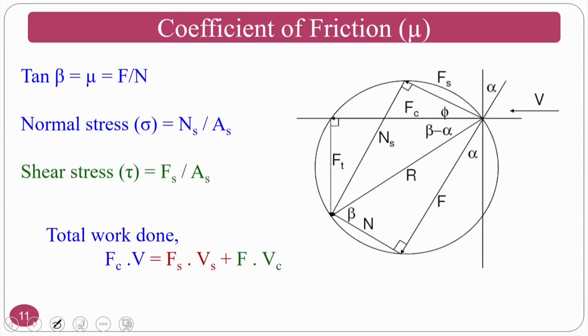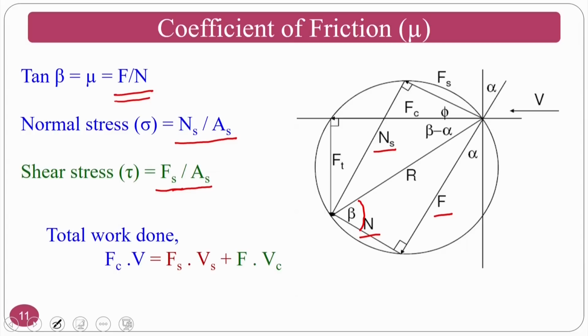The first thing we are going to calculate from this is the coefficient of friction. The coefficient of friction is nothing but tan beta. So this is my beta angle, tan beta equal to F by N, that is mu. This is the coefficient of friction that I am going to calculate. The normal stress is Ns by As, which is the normal to the shear force over the area of shearing. The shear stress is nothing but the shear force by the area of shear. So this is how you can calculate.